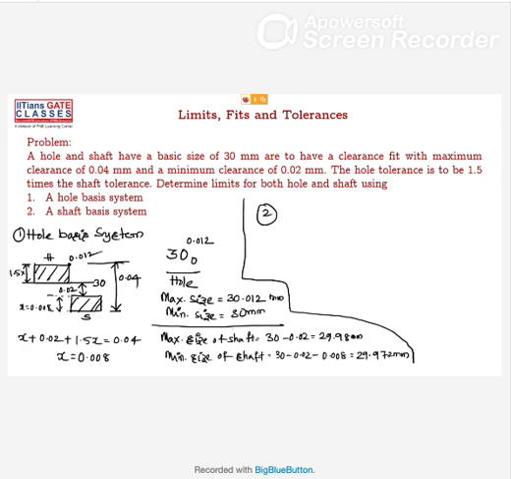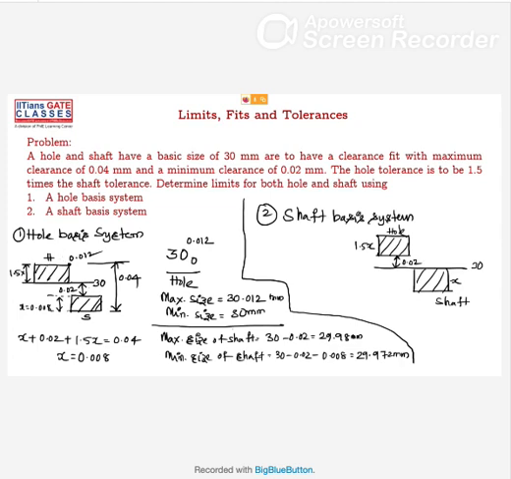Okay, clear, good. So in the shaft basis system, you start with this basic shaft like this. This is your shaft. Obviously there is a clearance, so the hole will be somewhere here. So this is your 30, right? And we also told this is X and this is 1.5 times X. And the clearance is 0.02.